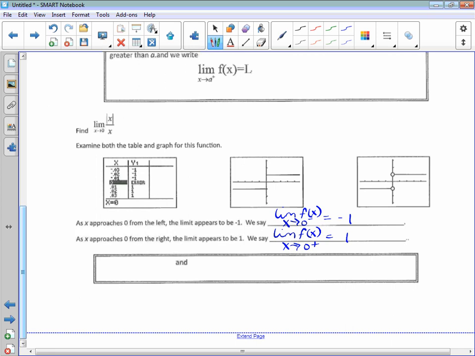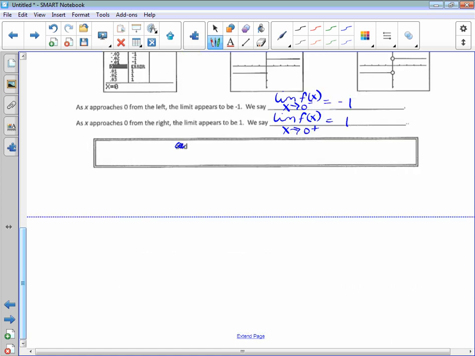What if I asked you just the limit as x approaches 0 for this? Does not exist. They do not run into each other. So I don't like that there's an "and" in the middle of this box. We're just going to get rid of that.